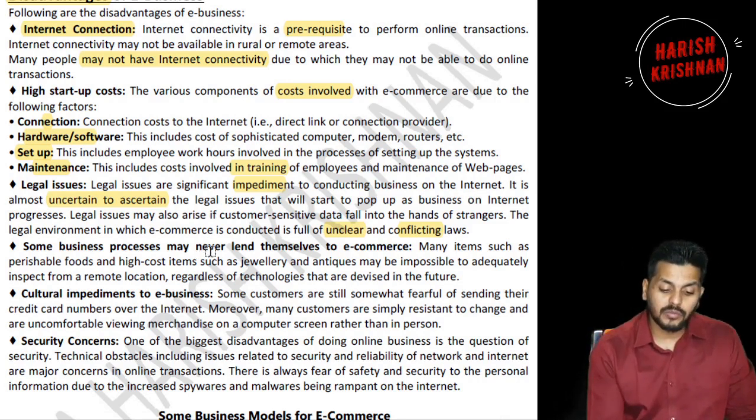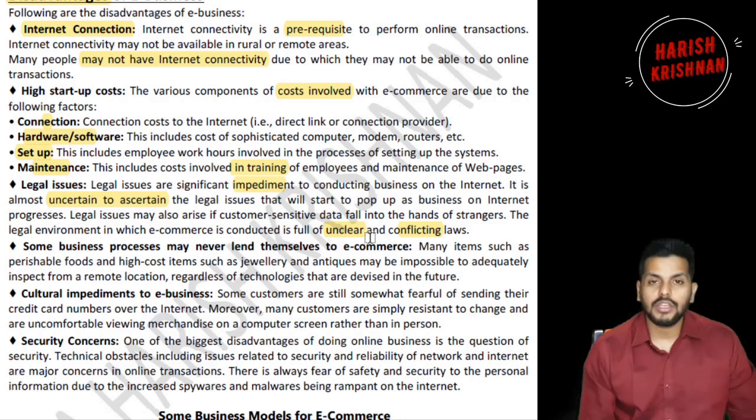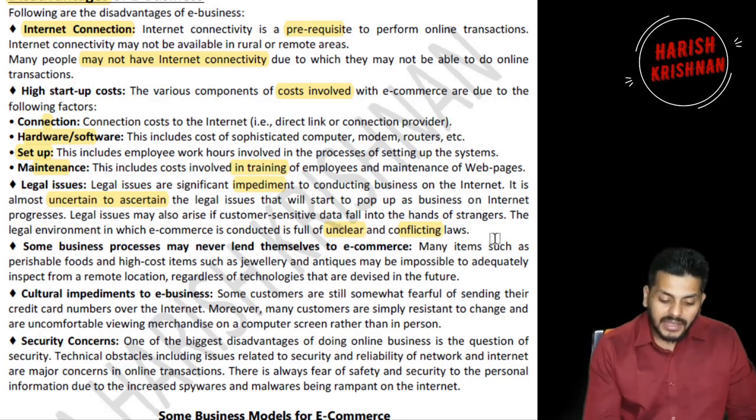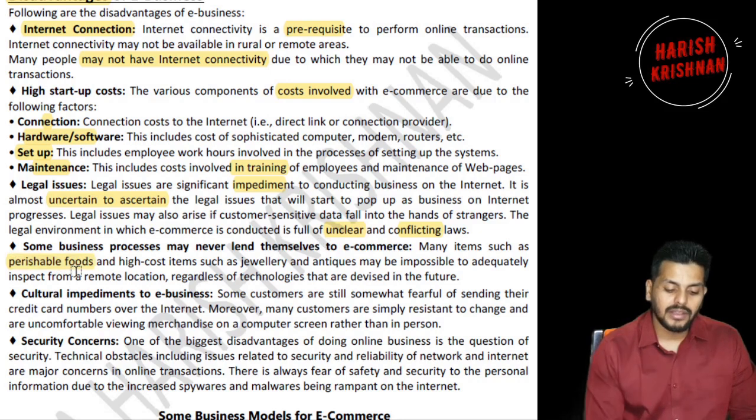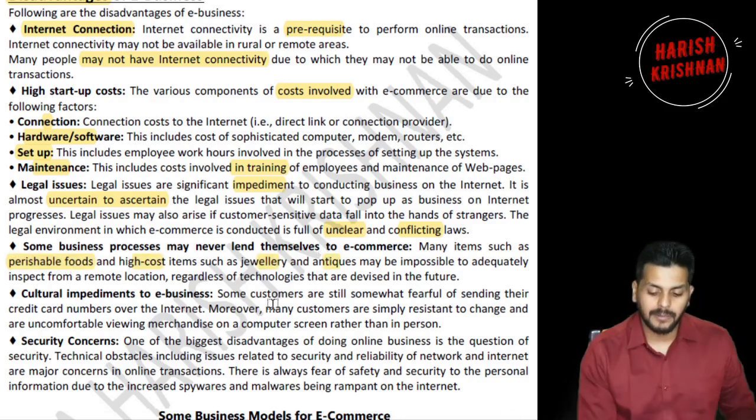Some business processes may never lend themselves to e-commerce, which means many items which are perishable and high-cost items like jewelry and antiques may be impossible to adequately inspect from a remote location.